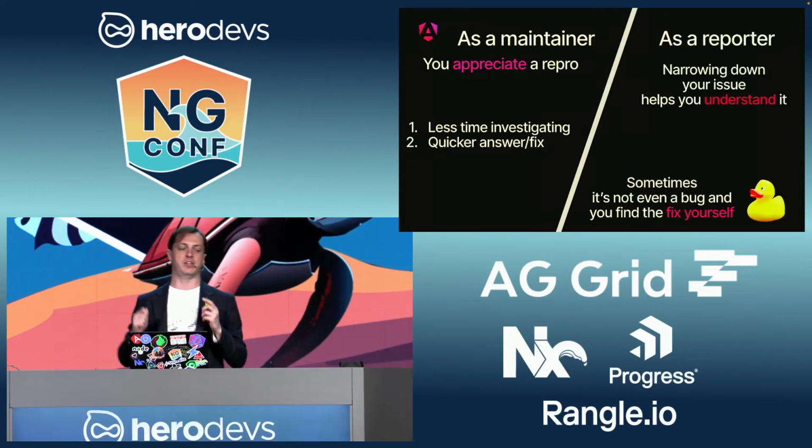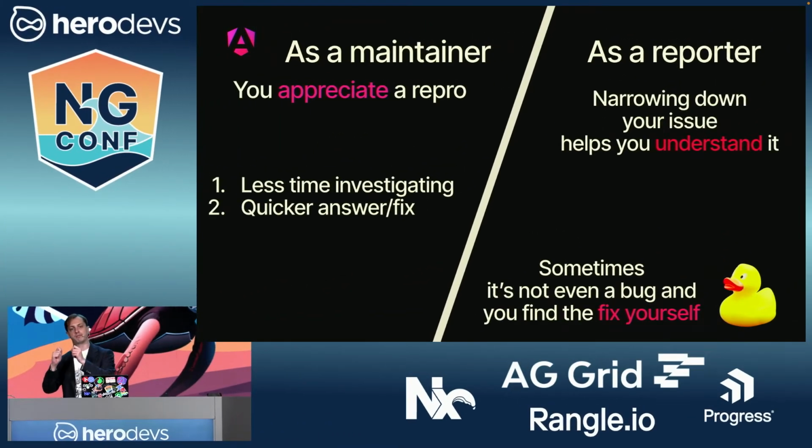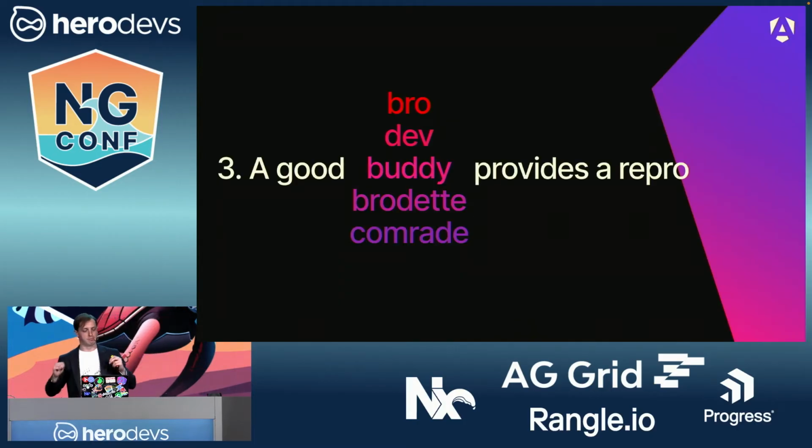And for the people having the issue, it is important to narrow down the problem to understand what the issue actually is. And sometimes narrowing the issue helps you understand and even fix the problem in the first place. It's like I said, small rubber duck. Narrowing down will help you understand, and sometimes you can fix it yourself. So a good bro, a dev, a buddy, a brodev, or a comrade provides a repro when they work on an issue. Helps both parties.